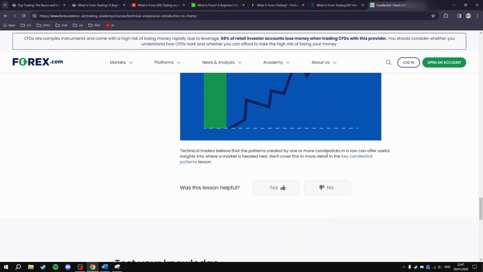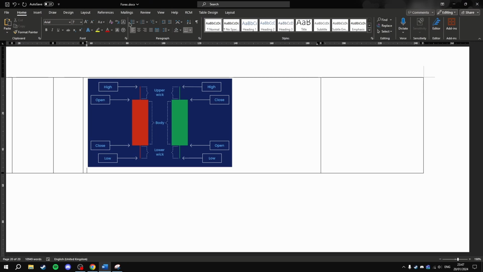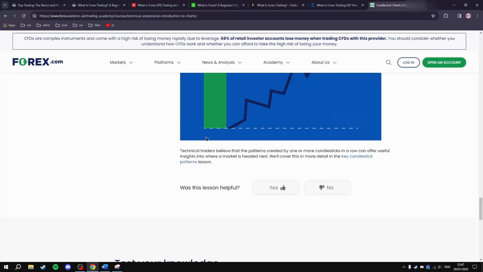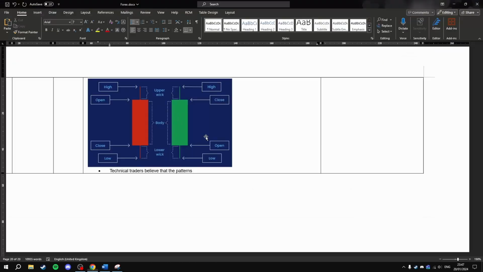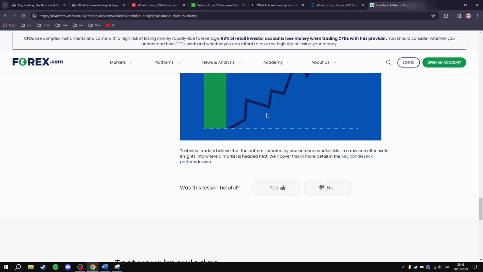Technical traders believe that patterns created by one or more candlesticks in a row can offer useful insights into where a market is headed next. We'll cover this in more detail in the key candlestick patterns lesson.